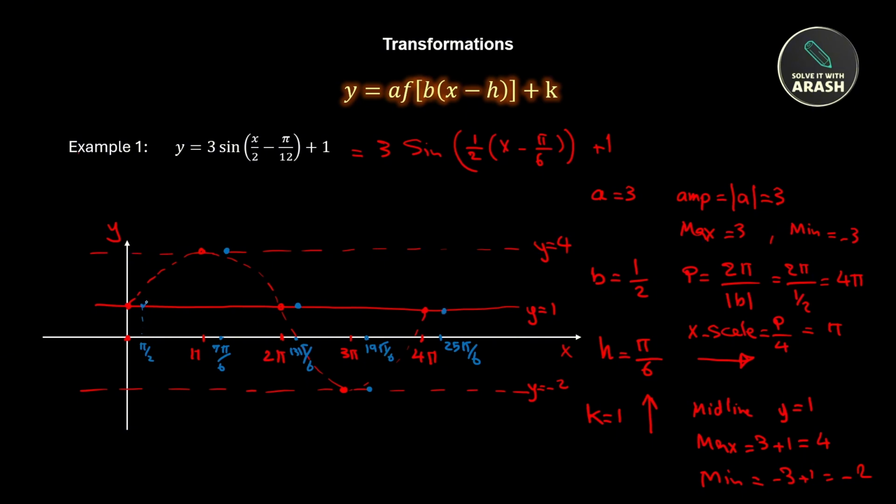Connecting these points with a solid line will give me the final graph. But that's actually one cycle of the graph. If you want to continue it from either of the sides, that's also possible.